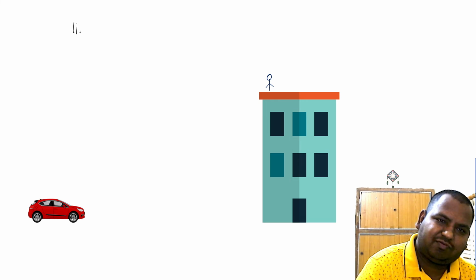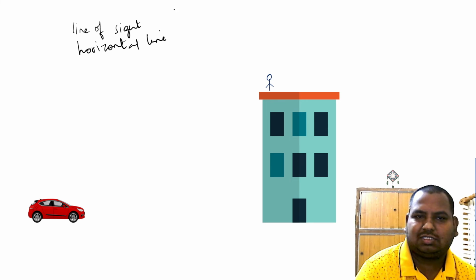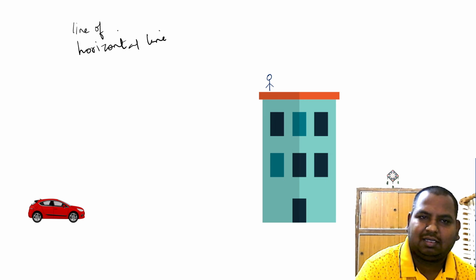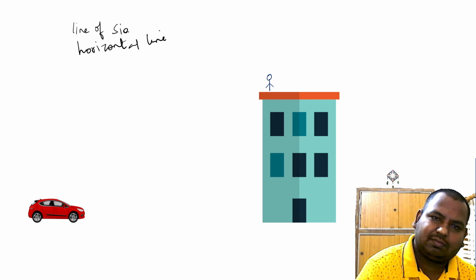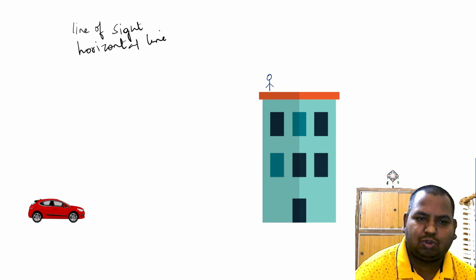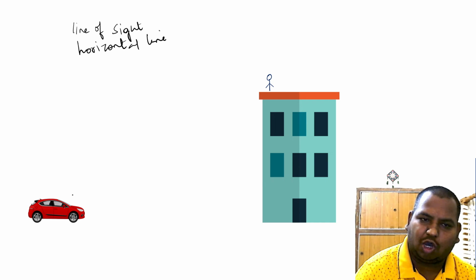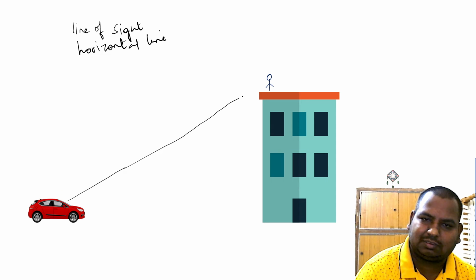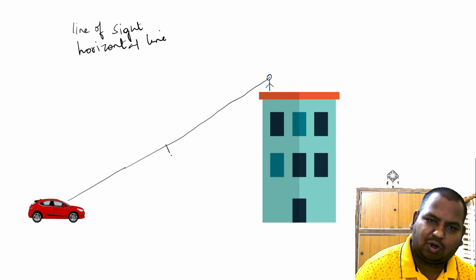So to draw angle of depression we need two things. What is the first thing? First thing is we need the line of sight. Second thing is we need the horizontal line. So first we'll go with the line of sight. How to draw the line of sight? We have to join the object with the eye of the person. So we got our line of sight.